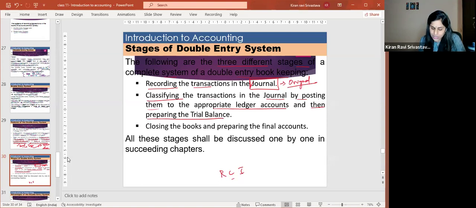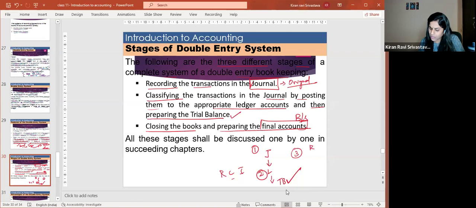And then the last stage is closing the books and preparing the final accounts. And these final accounts include the balance sheet. So after the arithmetical accuracy check has happened in the trial balance, from journal it has gone to ledger, and from ledger it has gone to trial balance. The trial balance says, okay, arithmetically the journal and ledger are correct. So this is the first stage, this is the second stage, and the third stage is closing. Once the trial balance says it is great, then we prepare the final books of accounts called the balance sheet, and then all the financial information is represented. All these stages will be discussed one by one in the succeeding chapters. So now you're just getting a bird's eye view.